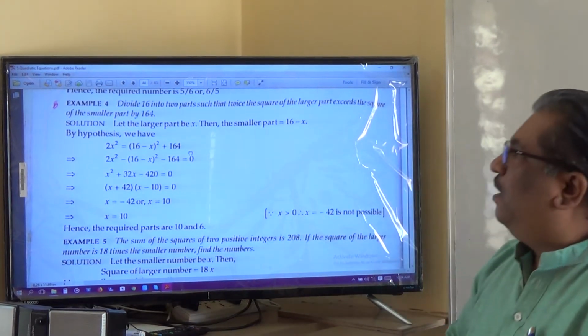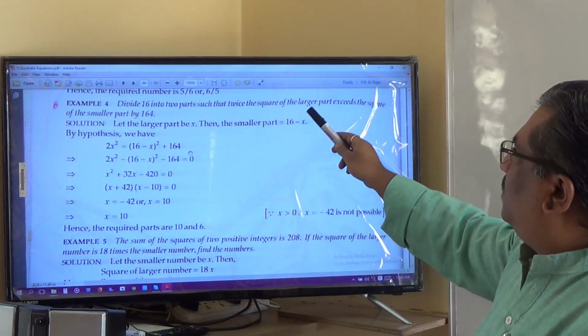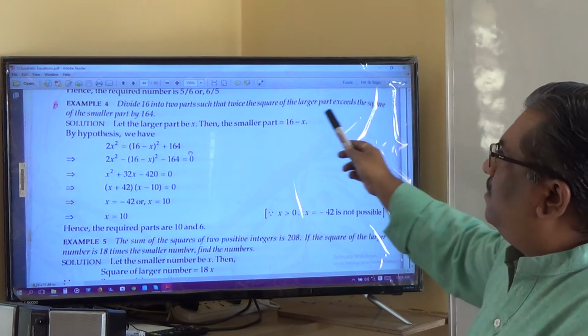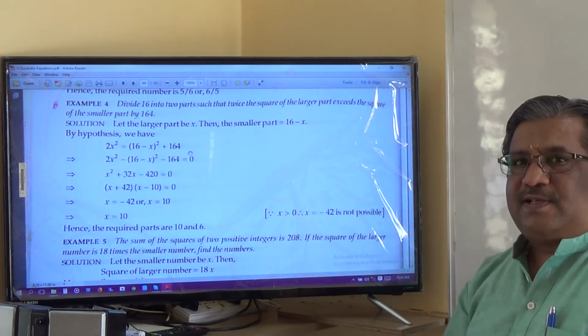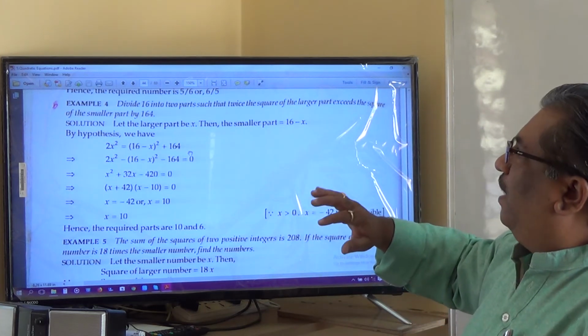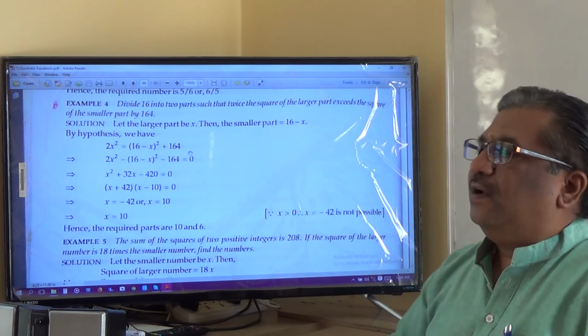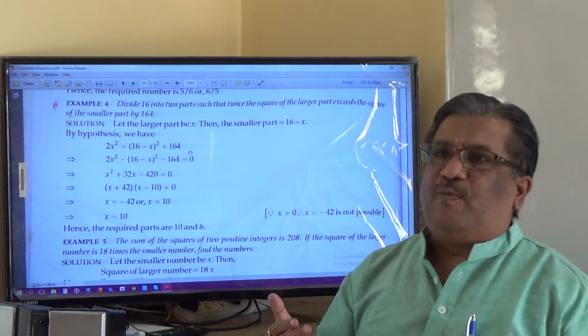Example number 4. Divide 16 into two parts such that twice the square of the larger part exceeds the square of the smaller part by 164. What do you understand by this? I have to divide 16 into two parts, and I have to assume which is the bigger part also. What do you mean by divide 16 into two parts?